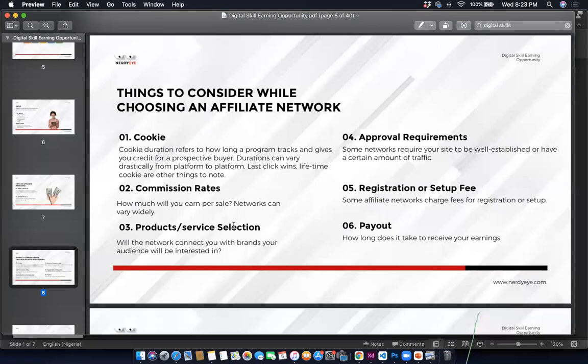niche, right? Because one of the reasons why so many affiliate marketers do not succeed is because they move from niche to niche. You can't sell everything. People need to know you for something, right? I'm going to emphasize that particular point later on as we proceed. Number 4 is approval requirement.